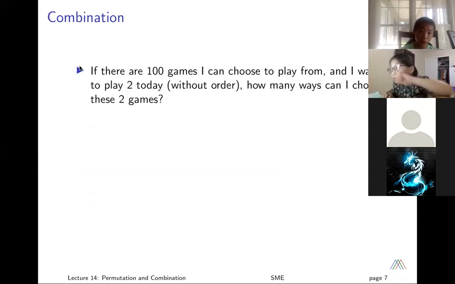Okay, so next we'll go on to combinations. Combinations are a different topic that you also use a lot in combinatorics or counting. So here's an example. If there are 100 games I can choose to play from, and I want to play 2 today without order, so you can choose A, B, and B, A, and they would be considered the same thing. How many ways can I choose these 2 games? This is very similar to the problem where we counted the diagonals, where AB and BA were the same thing. So I'll give you guys some time to think about how you might do this.